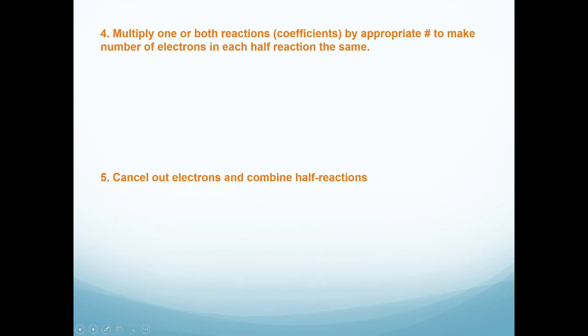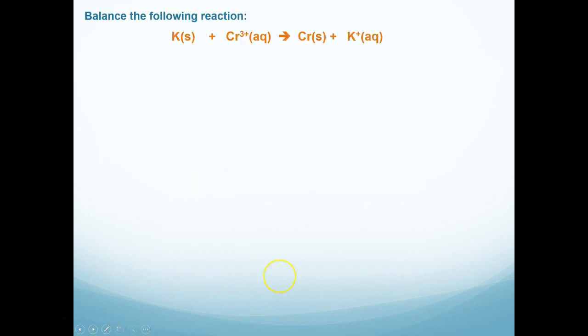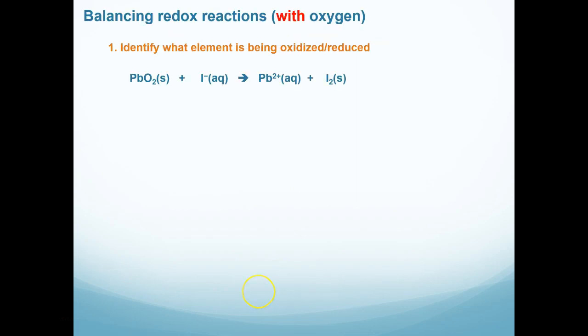So that was our last step. Cancel out electrons and combine the half reactions again. So you have another example, so you can pause the video and work through this example on your own. So now we have the redox reaction where we have oxygens involved.